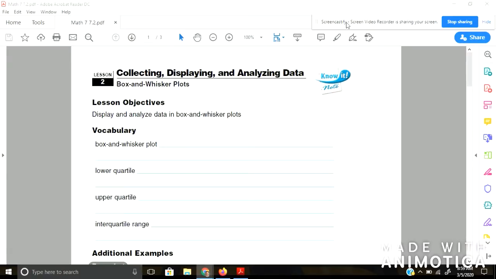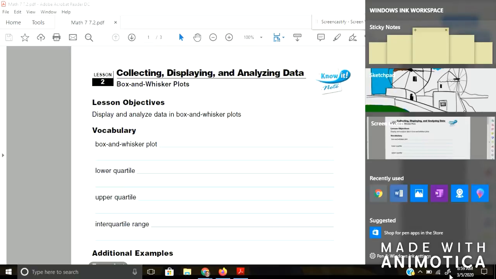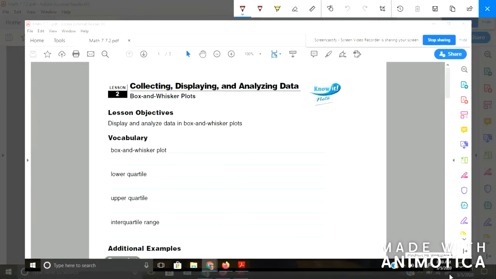Today we've got lesson number 2, which is all about box and whisker plots. I'm guessing you've probably seen these once or twice before, maybe introduced in 5th grade and then a little bit more in 6th grade. We're just going to go quickly through this to refresh you on more ways to display data. Remember, this chapter is about displaying data. So what we want to be able to do today is display and analyze data in a box and whisker plot.